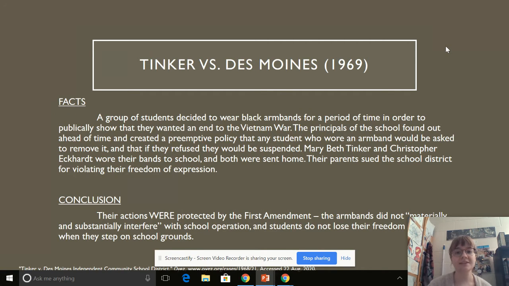Next one, Tinker versus Des Moines. So this one is specific to schools. This was back during the Vietnam War in 1968 is actually when this happened. In 1969 was when it made it up to the Supreme Court. But essentially, a group of students wanted to protest the Vietnam War, and so they wanted to wear black armbands around their arms. The principal found out, didn't want to bring politics into school, and preemptively made a policy that said you can't wear an armband or you'll have to remove it or you'll be suspended.